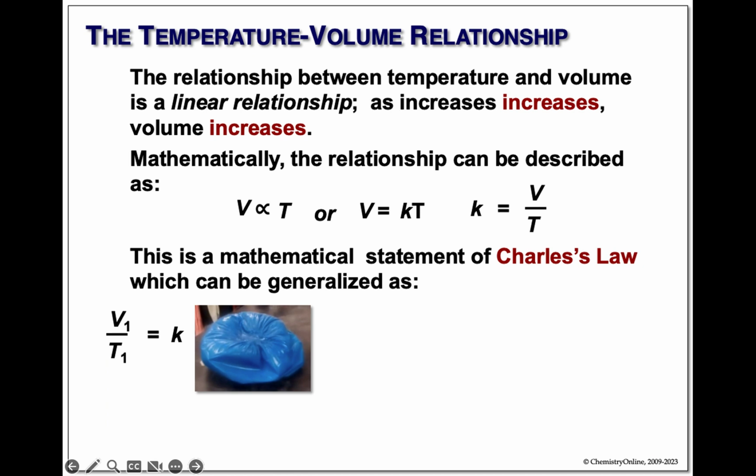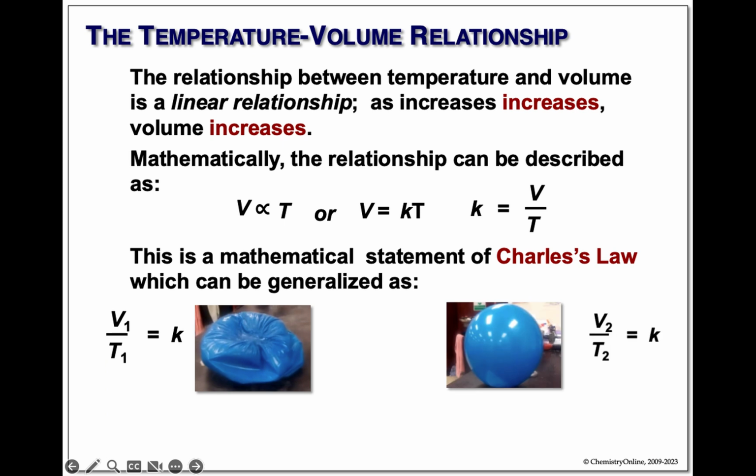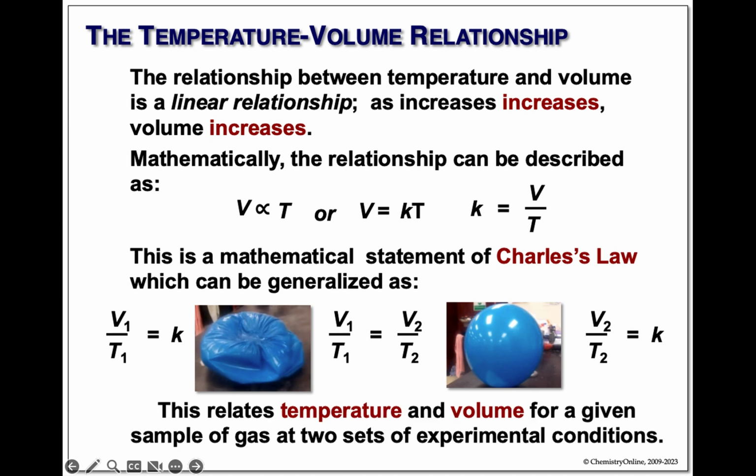When we were at higher temperature, V2 over T2 was still K. And the two Ks are the same. Same balloon, same gas, same everything. That means we can equate these two, and we get V1 over T1 equals V2 over T2. This is what is known as Charles's law.